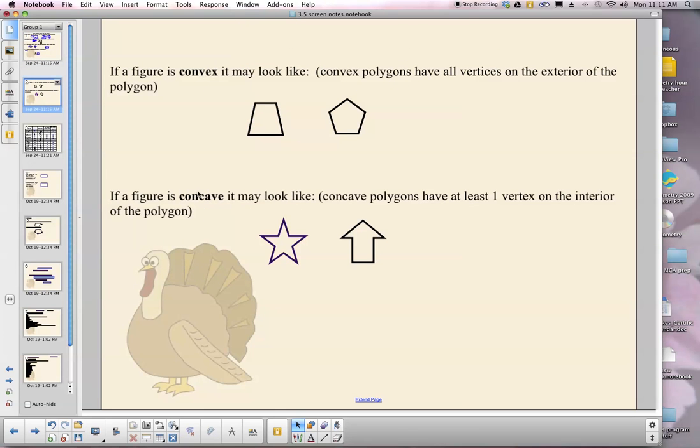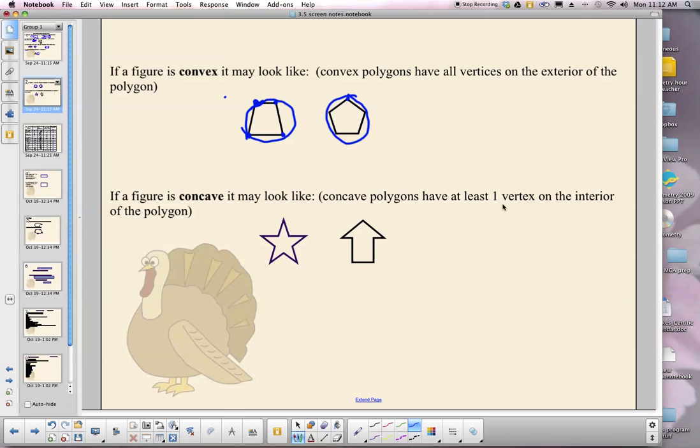Polygons can be convex or concave. If they are convex, that means that all the vertices are on the exterior of the polygon. So, in other words, if you drew a circle or some kind of rounded figure around this, you would be able to hit all of the vertices. That's what makes it convex. Same thing here, I should be able to draw a circle and hit all of the vertices.